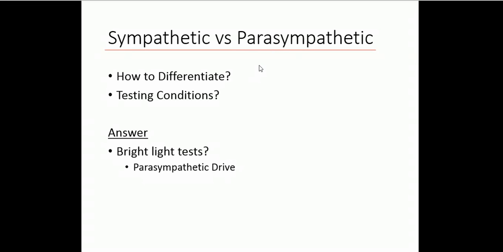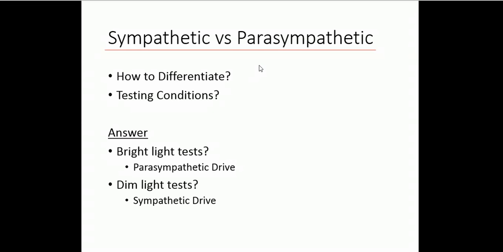It makes sense that if we make the lights very bright in the room, then that very bright light is driving the parasympathetic system. And if the problem is that the larger pupil is the pathological one because it has decreased parasympathetic drive, it makes sense that the anisocoria is going to become much more apparent in bright lights.